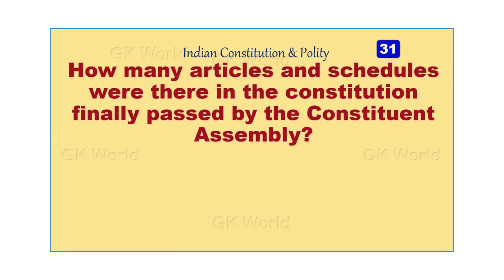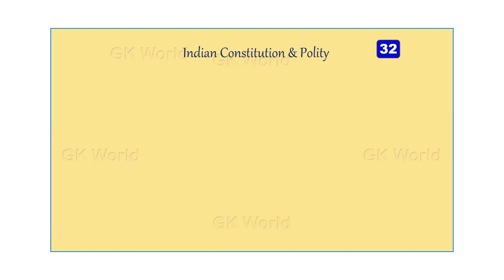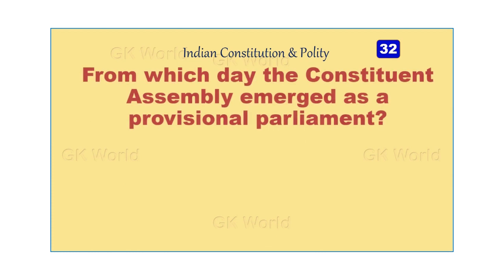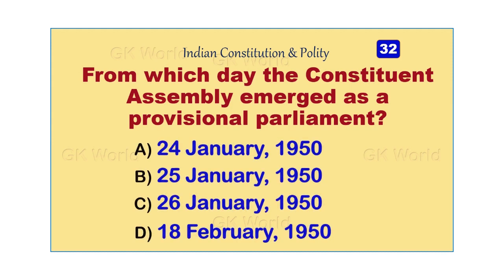How many articles and schedules were there in the Constitution finally passed by the Constituent Assembly? Option C. 395 articles, 8 schedules. From which day did the Constituent Assembly emerge as a provisional parliament? Option C. 26 January 1950.